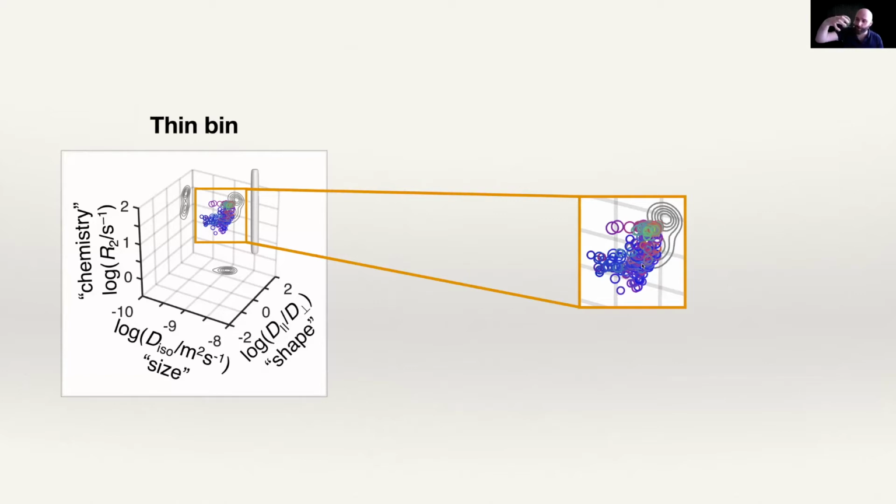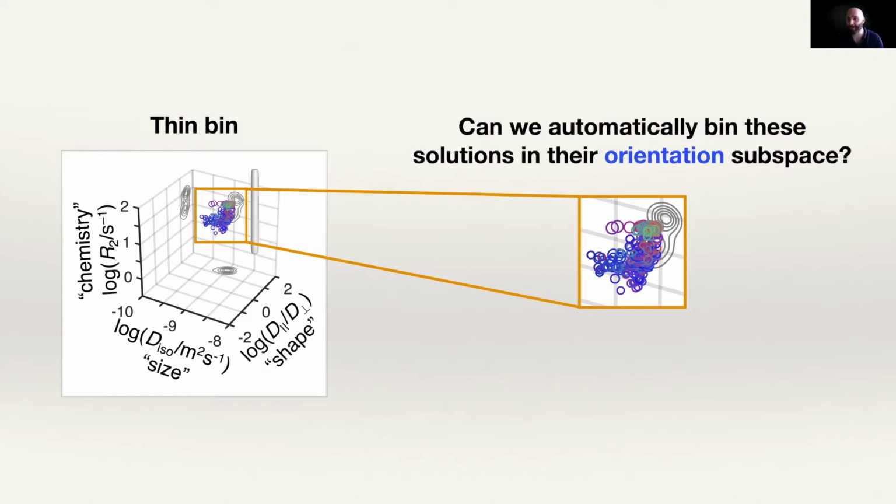So then you can cluster them, get a certain fiber, and compute statistics in there to be able to characterize this specific fiber and the other ones along them. Doesn't matter. So that's the key thing. Automatically bin these solutions in their orientation subspace. I call it subspace because it's a smaller space than the total one.